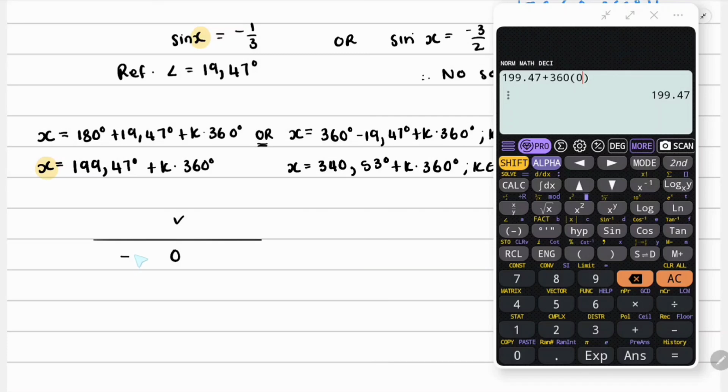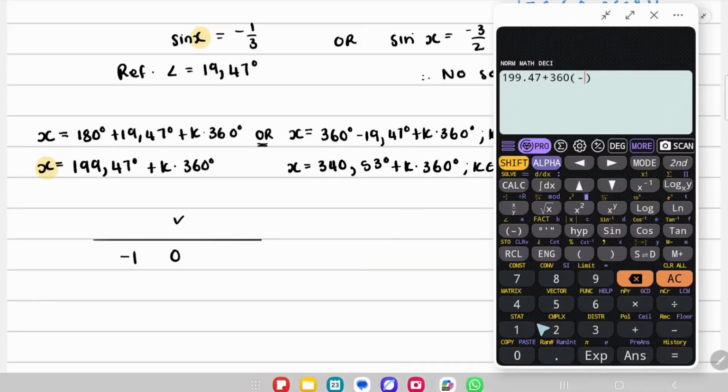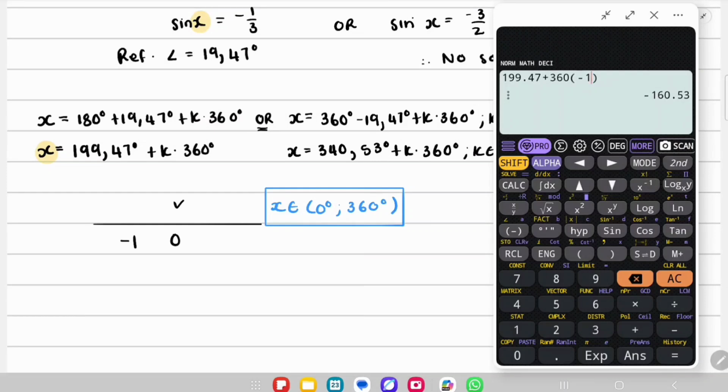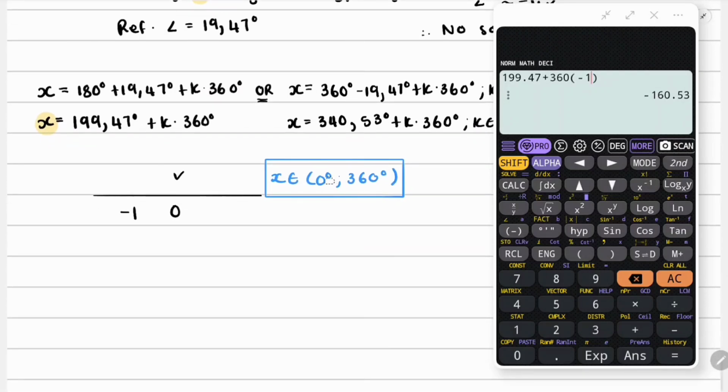And this is just to make sure that we don't find any unnecessary answers. Now, on the number line, if you try -1, look at what happens. You end up with -160. And this is not within our domain. It goes from 0 to 360 degrees, so it doesn't work. And if this doesn't work, you don't even have to try -2 because it's not going to work. Now, if you try 1, that's obviously going to make that way too big, so it does not work. So we know that the only solution here is 199.47 degrees.